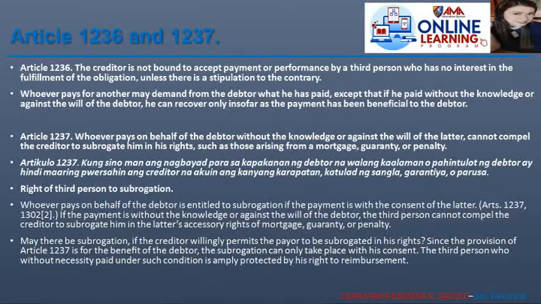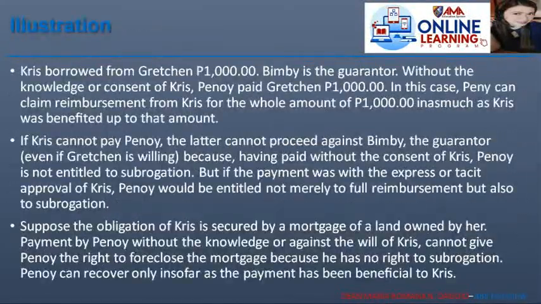Alright, so let's have an example class to that. Chris borrowed from Gretchen 1,000 pesos. So parties involved, si Chris ang debtor, ang creditor ay si Gretchen. So Bimbi is the guarantor. Without the knowledge or consent of Chris, Penoy paid Gretchen 1,000. In this case, Penoy can claim reimbursement from Chris for the whole amount, 1,000, inasmuch as Chris was benefited up to that amount. Okay.